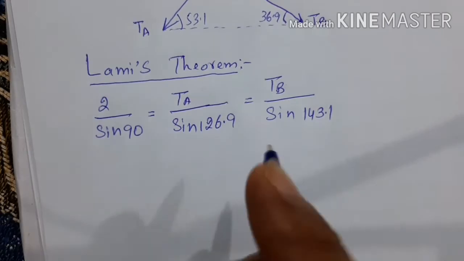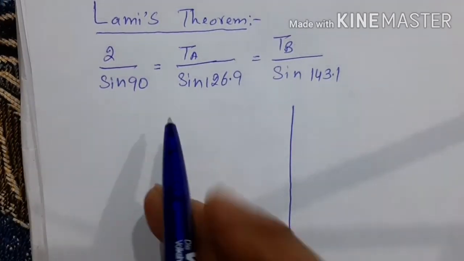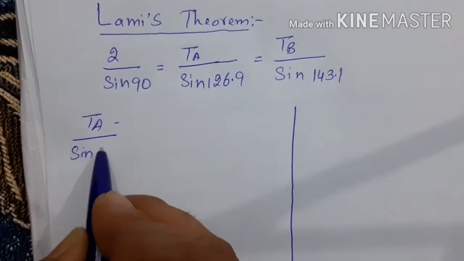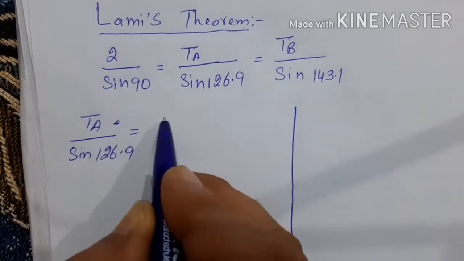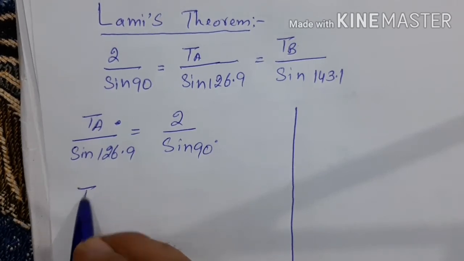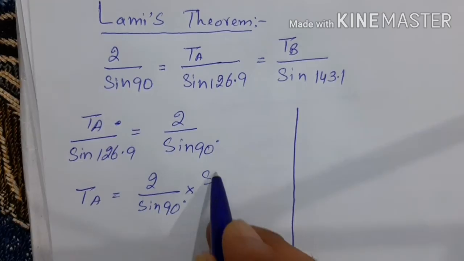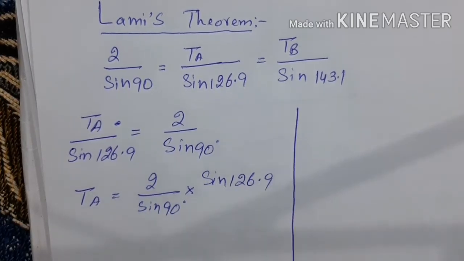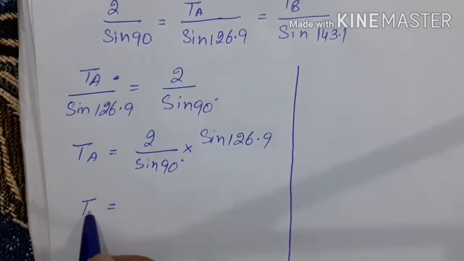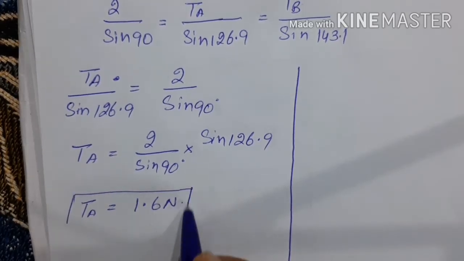So now I will use two pairs for my unknowns. First I will use this one, TA over sine 126.9 is equal to 2 over sine 90. So take sine 126.9 on the other side. TA is equal to 2 over sine 90 multiplied by sine 126.9. So by using calculator, you will get the answer 1.6 newtons. This is the first force.